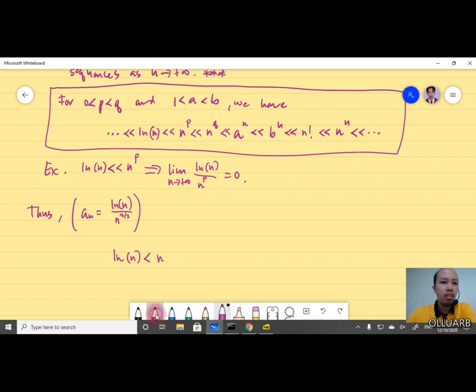Okay, so meaning to say our e_n satisfies this one. Meaning to say, for any constant p which is greater than 0, our function n to the p is much faster than ln. So from here we can choose our p to be not 3/2, but we can choose any other constant which is greater than 0.